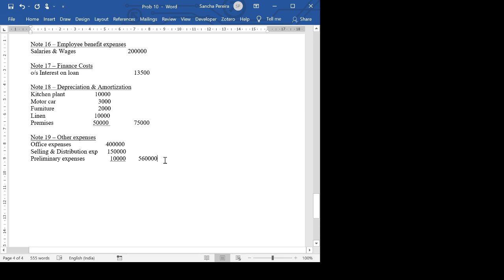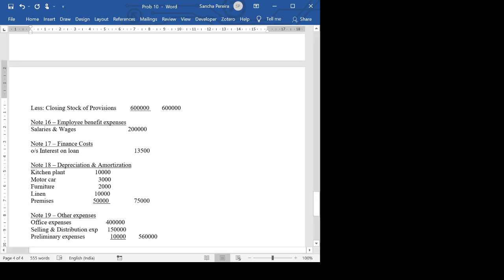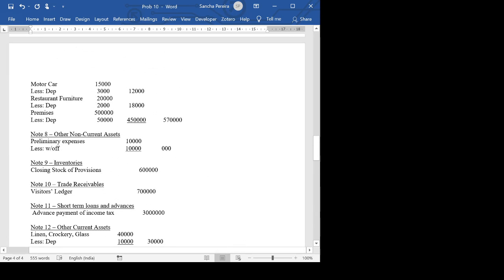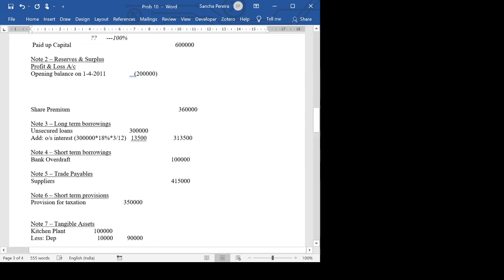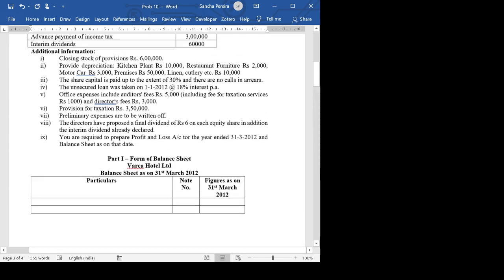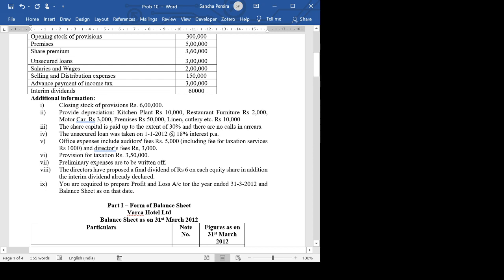Is this clear? So always remember with regard to preliminary expenses, the part that is written off comes under other expenses, and the remaining part is shown here. Right now in this problem it's 0 because the entire amount is written off. Okay. Next we have: directors have proposed a final dividend of ₹6 on each equity share in addition to the interim dividend already declared.